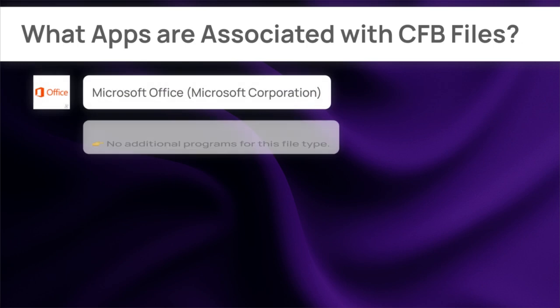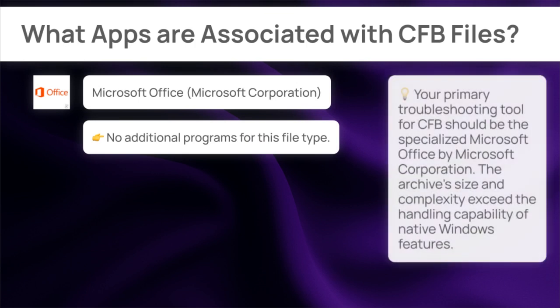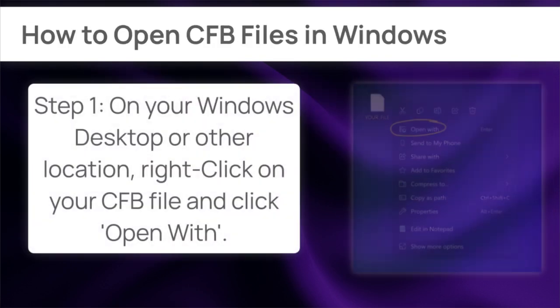Windows often defaults to associating CFB with the Microsoft Office solution from Microsoft Corporation. Windows cannot fully extract this archive type, requiring dedicated extraction software. Windows does not process proprietary data structures, so dedicated applications must read them. The solution is often a compatibility match.